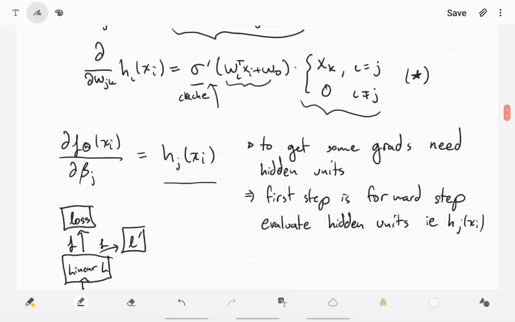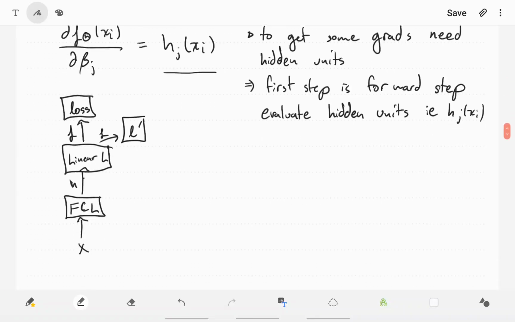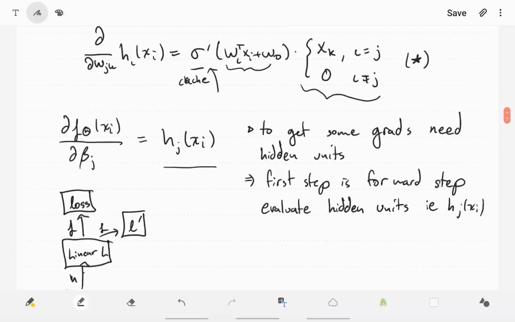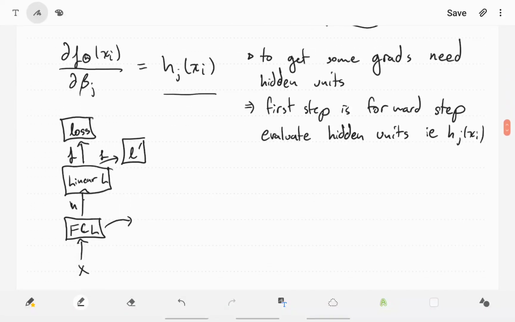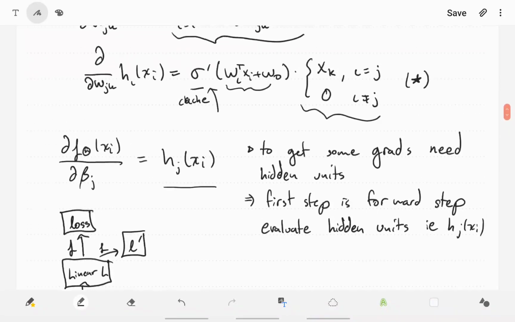And the gradient of h, we need the sigmoid prime. Right? And the sigmoid prime requires the fully connected layer. And so we're going to think about this as producing this sigmoid prime of W transpose X plus W naught. So the linear portion of the fully connected layer goes into calculating this sigmoid prime.